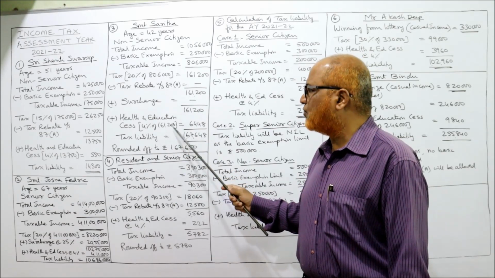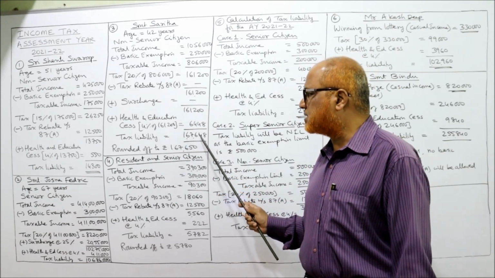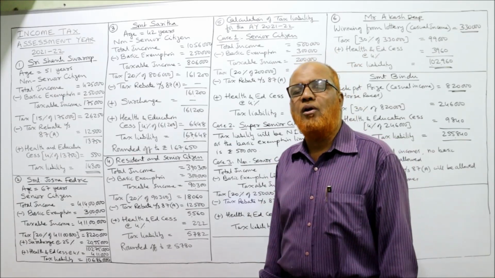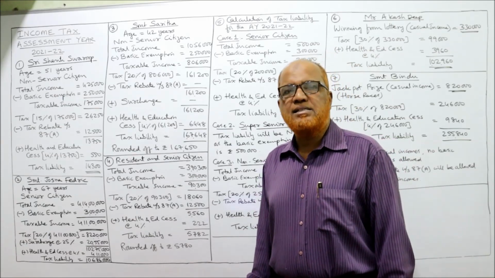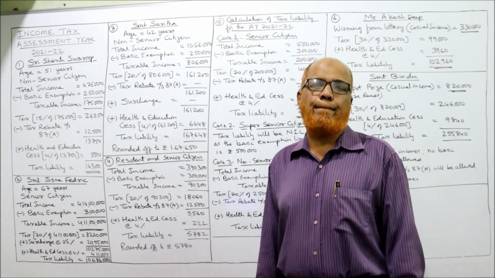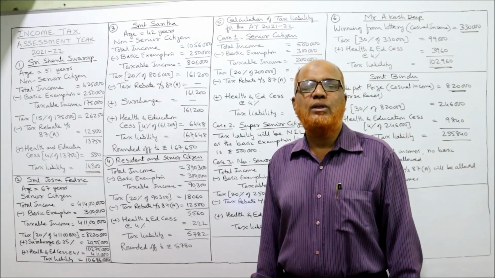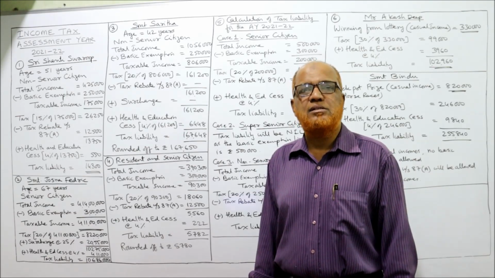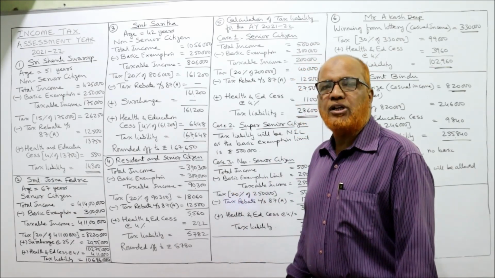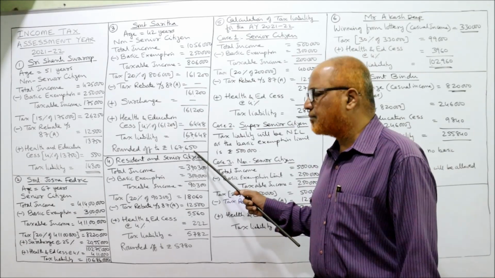Health and education cess 4%. So tax liability 1,67,648. In the previous video I explained the rounding off rule. Income tax provisions have been given regarding rounding off of income. The income should be rounded off to the nearest 10 rupees. So here, the last two digits you see are 48. So make it 50 rupees.